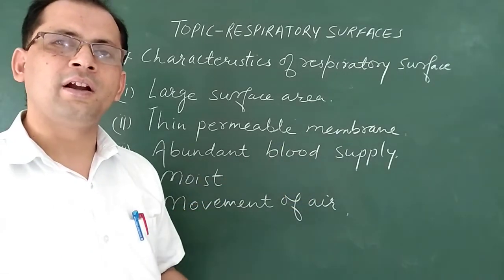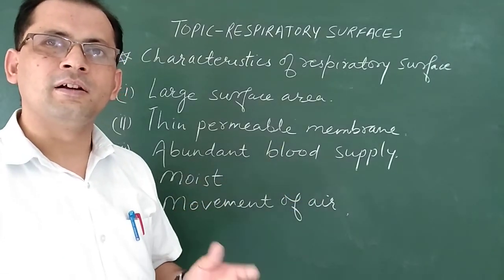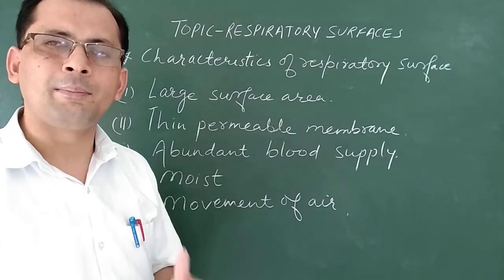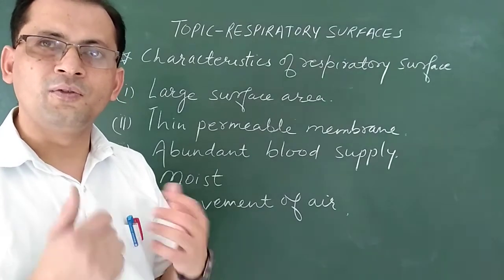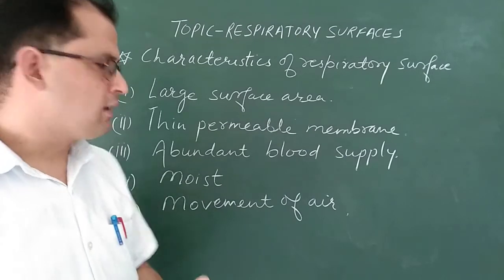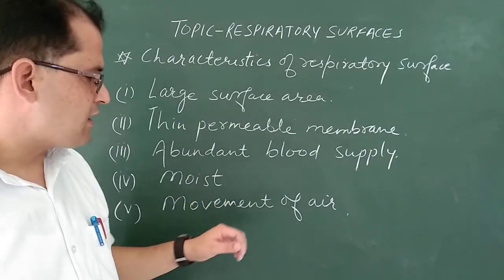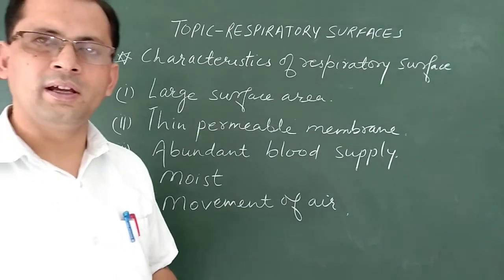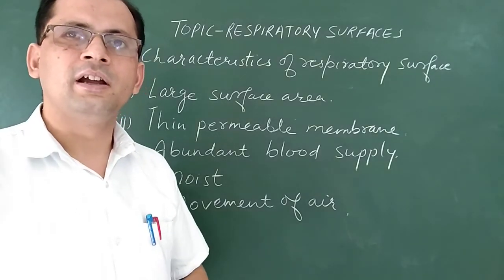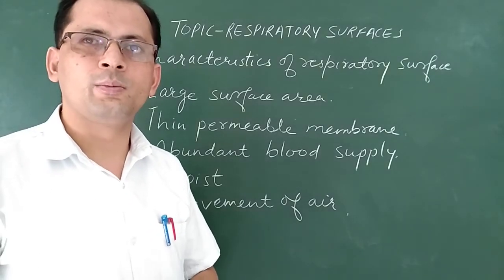Then abundant blood supply. So respiratory surfaces should be richly supplied with blood capillaries for the diffusion of gases. Then the respiratory surfaces should be moist, and the last one is the movement of air in the respiratory surfaces, it should be quick, it should be faster.